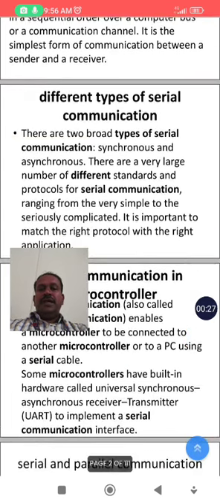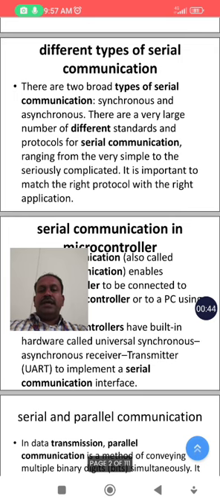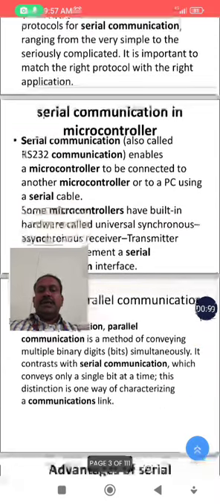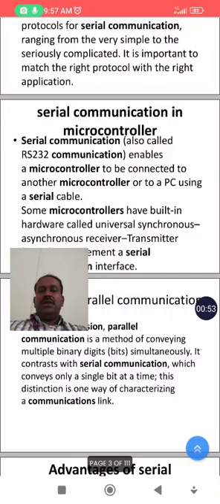There are two broad types of serial communication. One is synchronous and another one is asynchronous. There is a very large number of different standards and protocols for serial communications, ranging from very simple to seriously complicated, and it is important to match the right protocol to the right application.